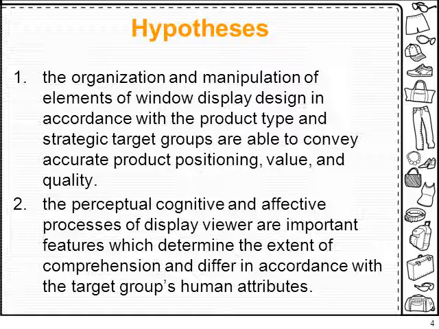and come with a research hypothesis. Firstly, the organization and manipulation of elements of window display design in accordance with the product type and strategic target groups are able to convey accurate product positioning, value, and quality. Secondly, the perceptual, cognitive, and affective processes of display viewers are important features which determine the extent of comprehension and differ in accordance with the target group's human attributes.